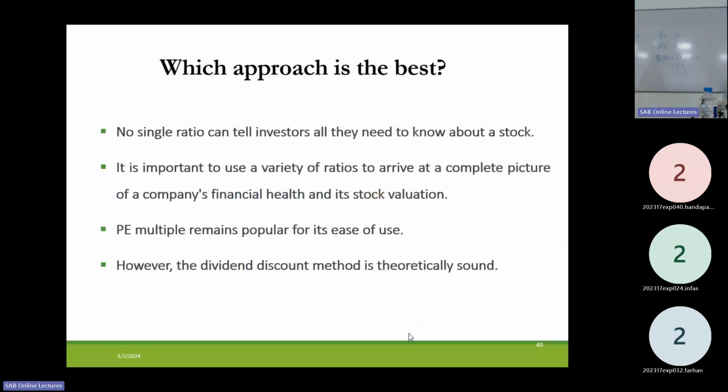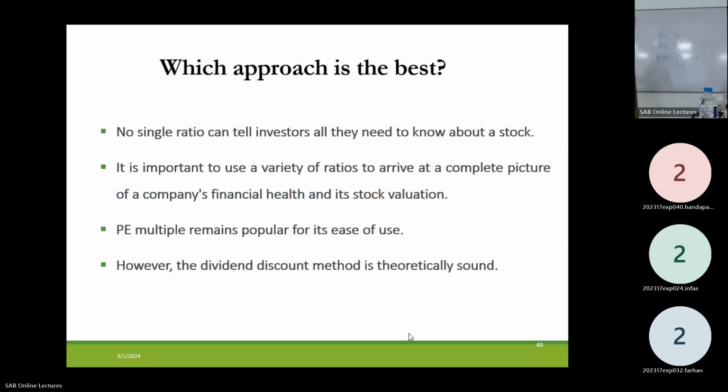Which approach is the best? No single ratio can tell investors all they need to know about the stock. By using only the dividend discounting model or only these price-based multiples, you may not capture holistically what is happening in the company. So it is better if you can use dividend-based models as well as price-based models. If you can use both before taking the decision, that is appropriate.